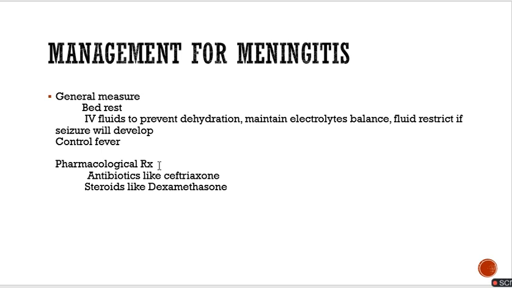Then in pharmacological treatment, what do we do? We choose an antibiotic like ceftriaxone. This is because ceftriaxone is one which can cross the blood-brain barrier. So our drug of choice can be ceftriaxone, and a steroid like dexamethasone. So that's all about meningitis.